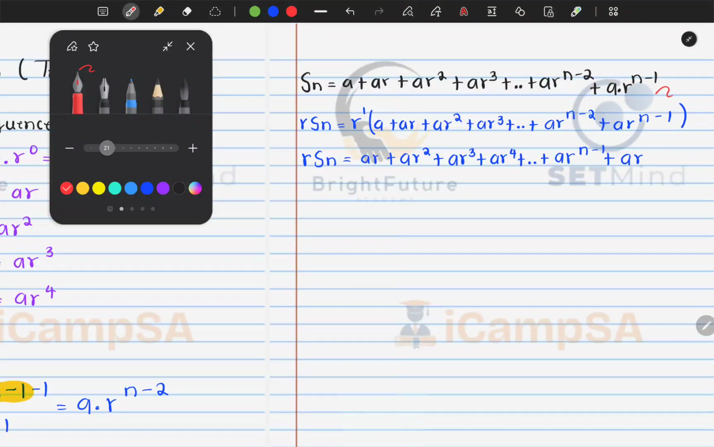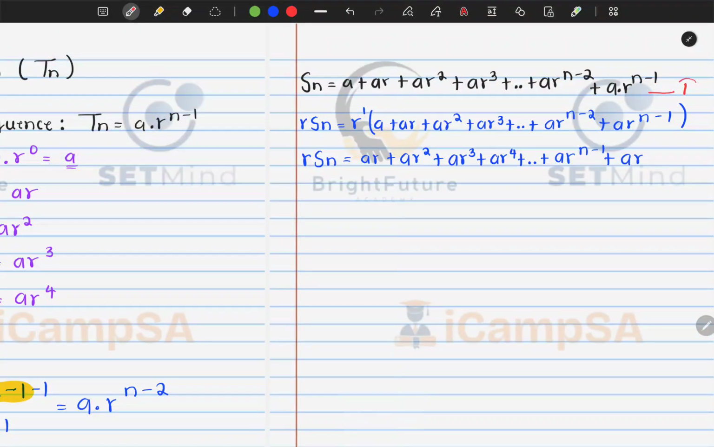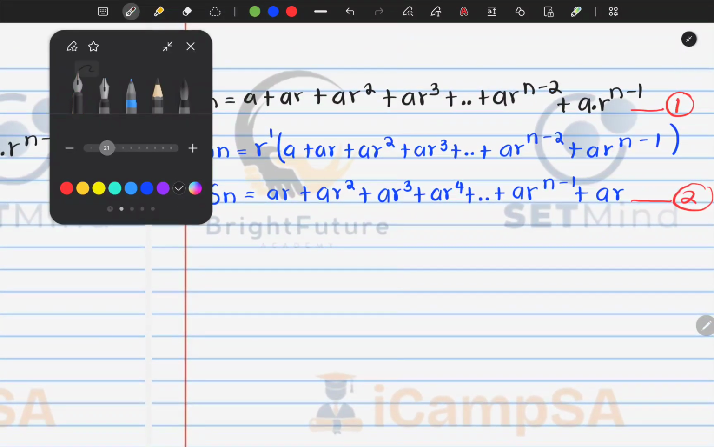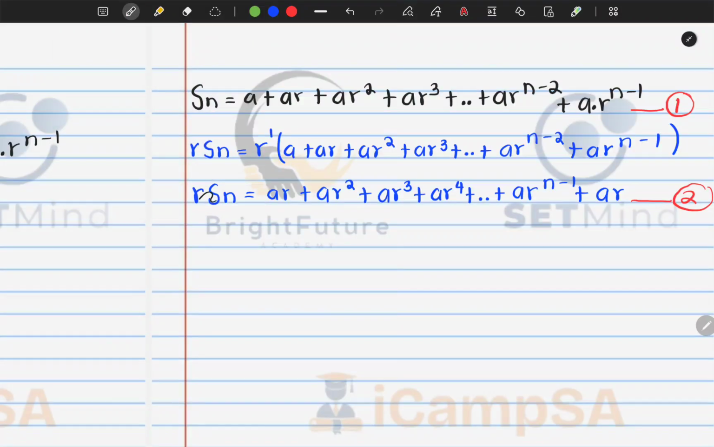So what we'll do is we'll have two equations. We'll call this one equation number 1, and we'll call the other one equation number 2. There are two options now of equations that we can use, but the other one has an extra R here, and we don't want that. So what we are going to do is Sn minus the other equation, which is R times Sn.